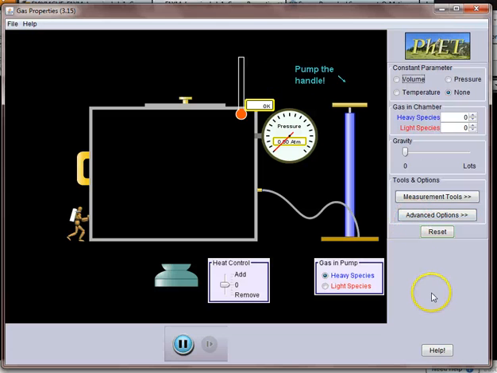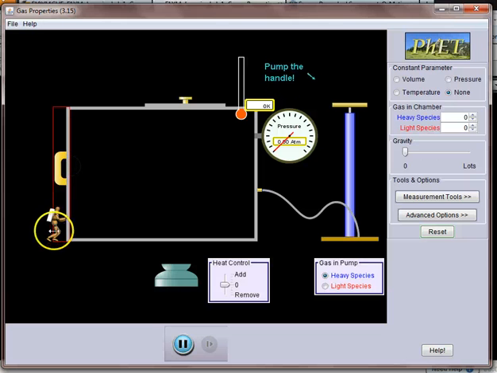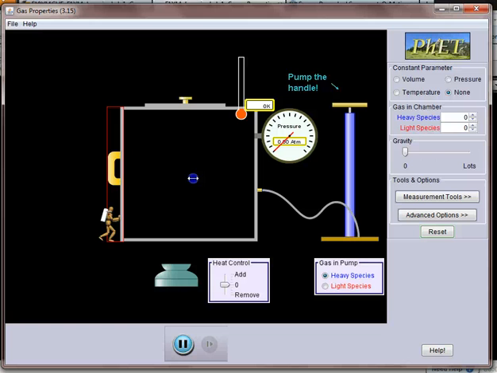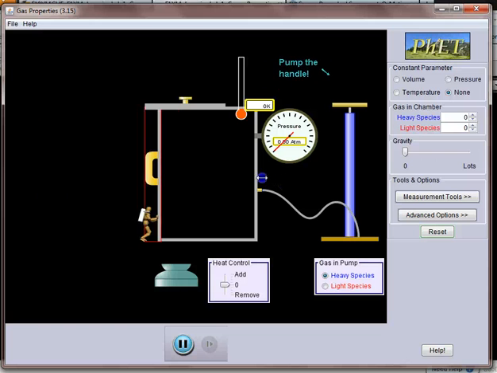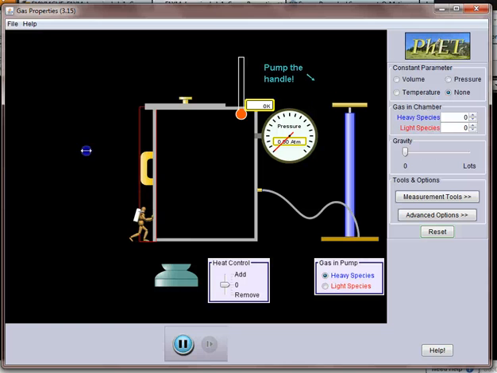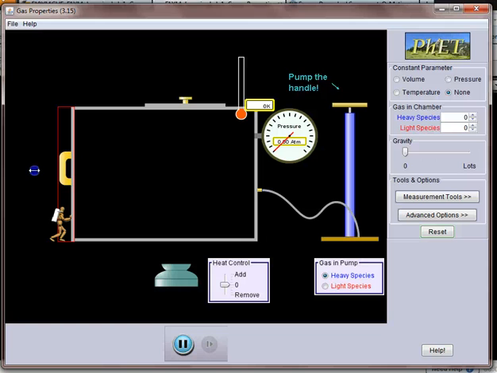Now basically what we do, when you open the lab, there is a container, and you have a handle. You can move the man, so the idea is that this person is pushing the handle to the left or back, and that could increase or decrease the volume of the container. So this is a movable container.